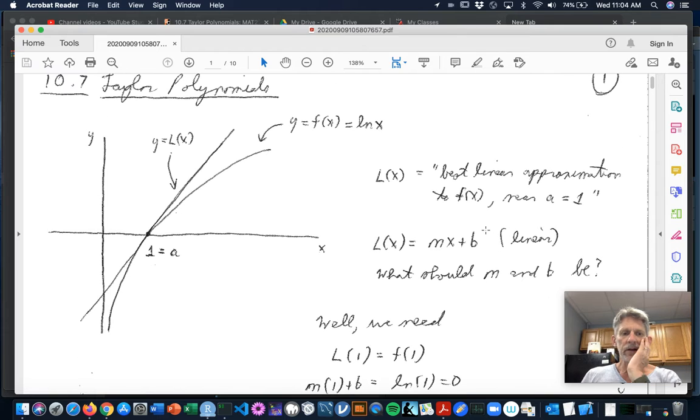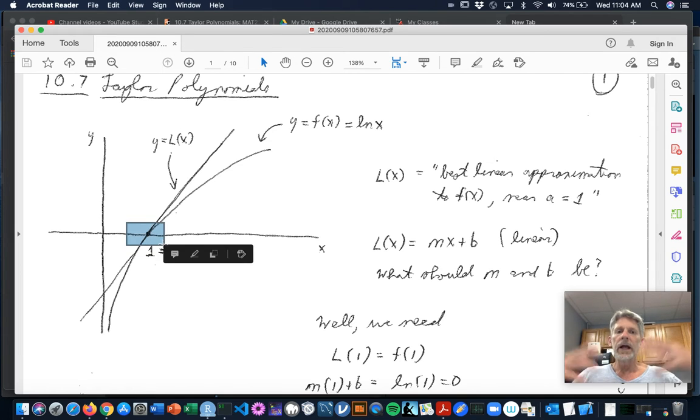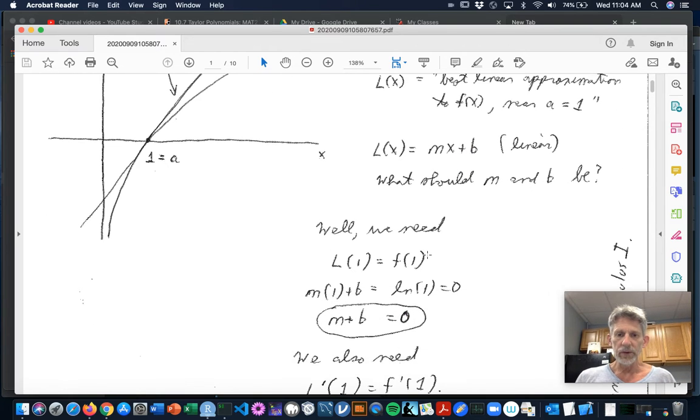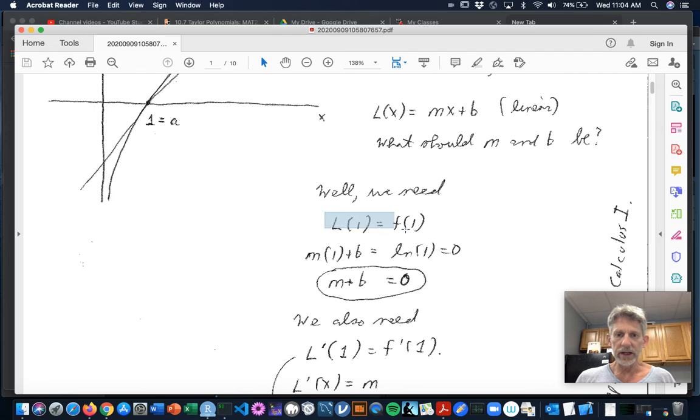Well, I think that two things need to happen, and they're illustrated here in the graph. First of all, the line had better agree with the graph of log of x at a equals 1. Secondly, it should have the same slope as log of x does at the point a equals 1. So I've drawn this L of x here doing that. We just need to find what the m and the b should be in order for that to happen. So two things I need. I need that L of 1 has to be f of 1.